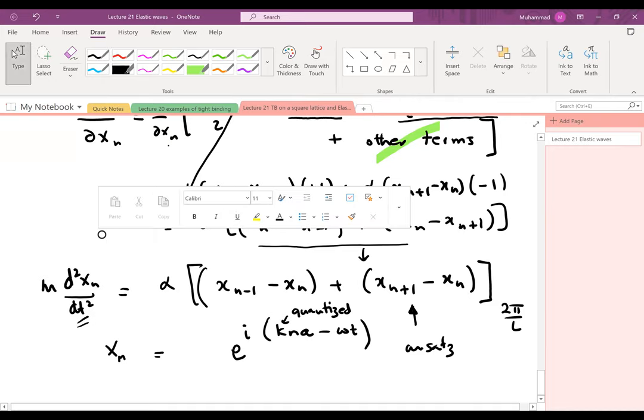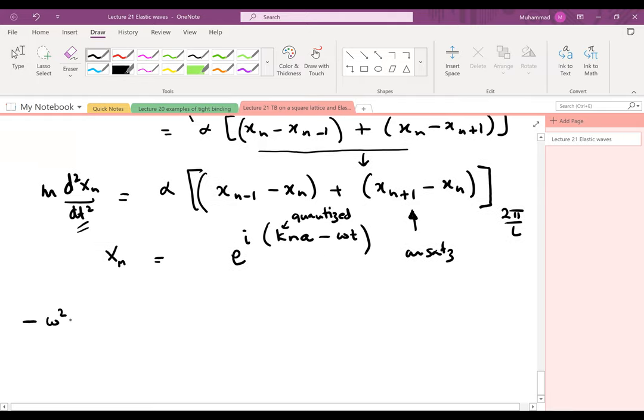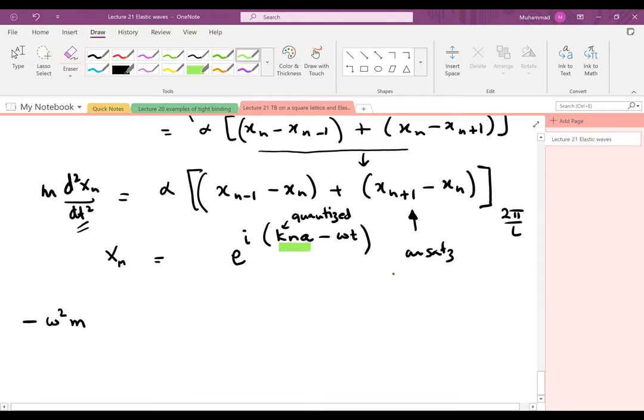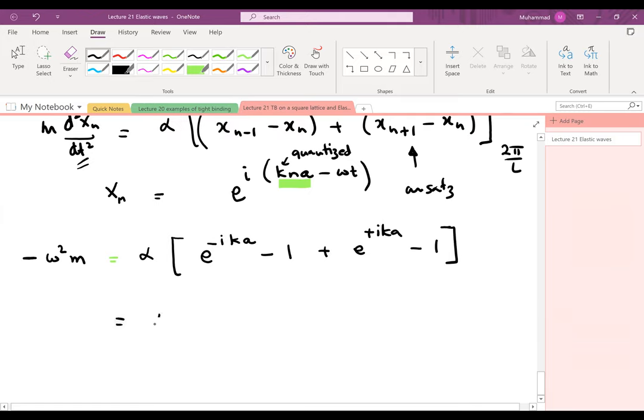On the left hand side, I'll get minus omega square m. And once again, I'm going to ignore this term; I'm going to cancel out this term in one go. So I'll get alpha on the right hand side: alpha times (e to the minus ika minus 1 plus e to the plus ika minus 1). Okay, so this gives me omega square m equals alpha times (2 minus 2 cosine ka).